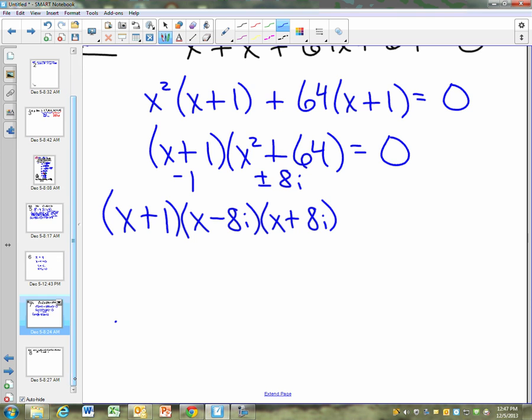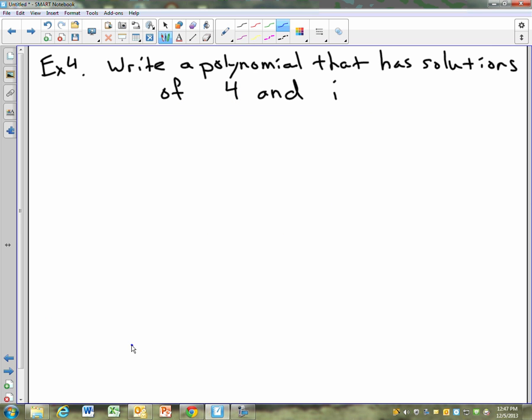Okay, let's do the next objective that we want. We're going to change the directions now. Given a polynomial with solutions, I want you to write the polynomial. So before, I gave you the polynomial and you had to find the solutions. Now I give you the solutions, and you need to be able to write a polynomial.